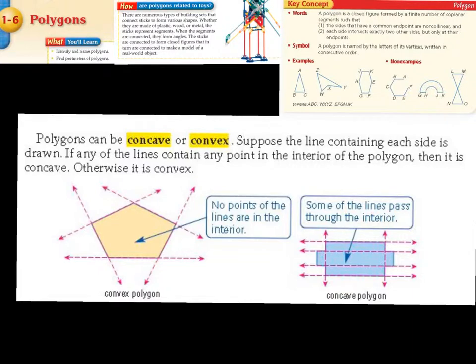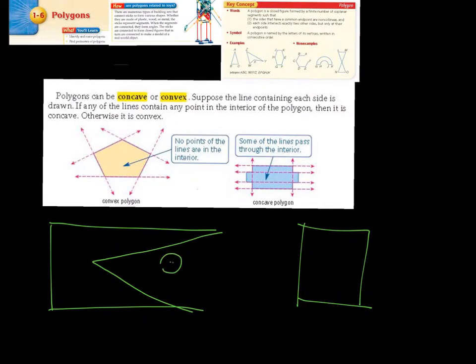Polygons can be concave or convex. Suppose the line containing each side is drawn. If any of the lines contain any point in the interior of the polygon, then it is concave. So this one goes through the interior. Otherwise, it is convex. Okay, so I have a little stickman illustration. If it's concave, my little caveman here can get inside the cave, and if it's raining, he will be dry. If it's convex, he's going to get rained on, so he's going to be upset or vexed, not happy.